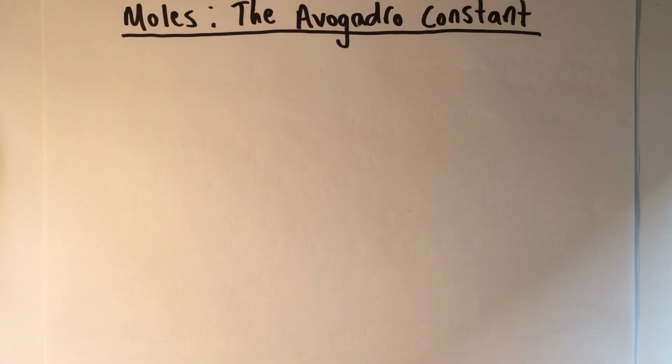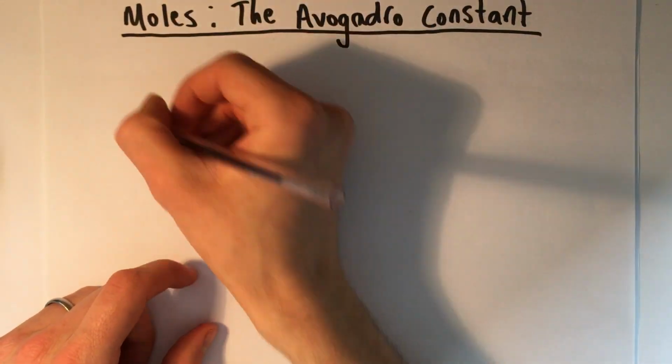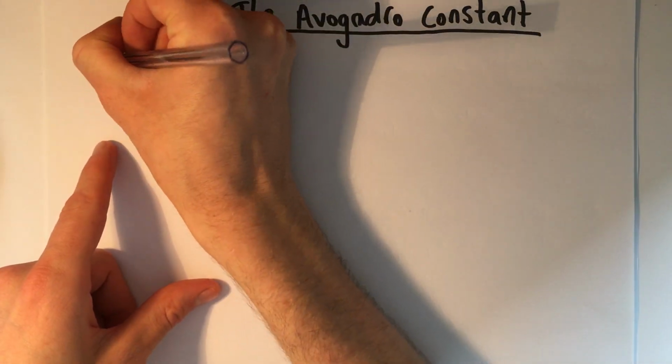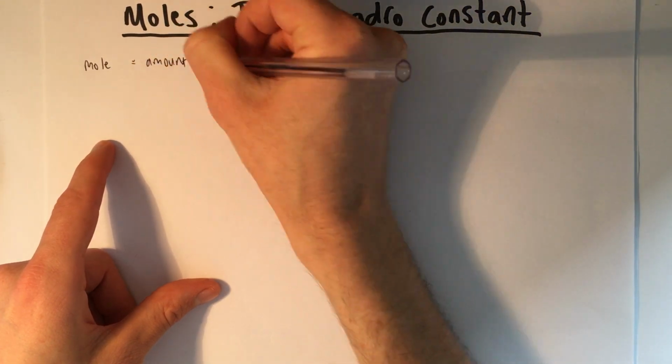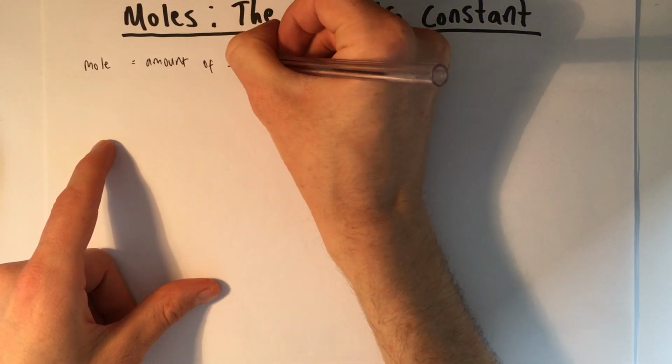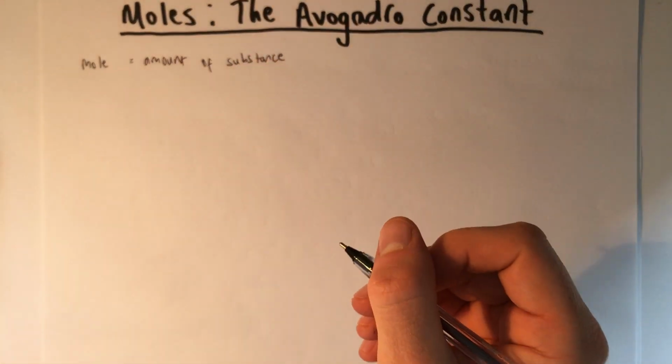In chemistry, we measure things in grams if we want to know the weight of it, or in centimetres cubed or decimetres cubed if we want to know the volume, the amount of space it takes up. But if we want to know the amount of something, then we use something called the mole. The mole is a measure of the amount of a substance. And it is just a number, a mole.